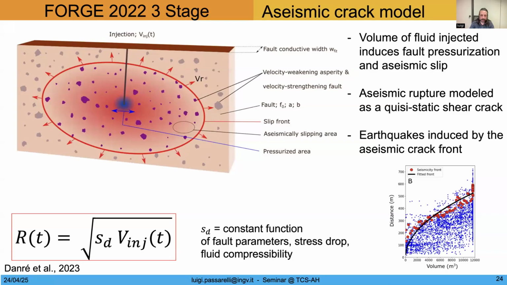So very simple, and it also links the two variables that we have control over, because the volume injected and the distance of the expanding seismicity front are known and can be measured. I mean, one is part of the experiment, the other one can be measured empirically.